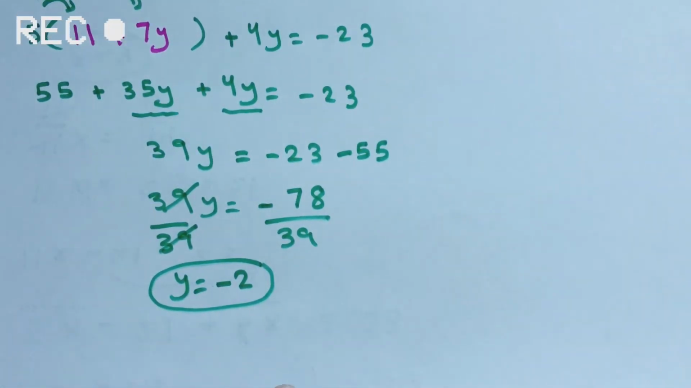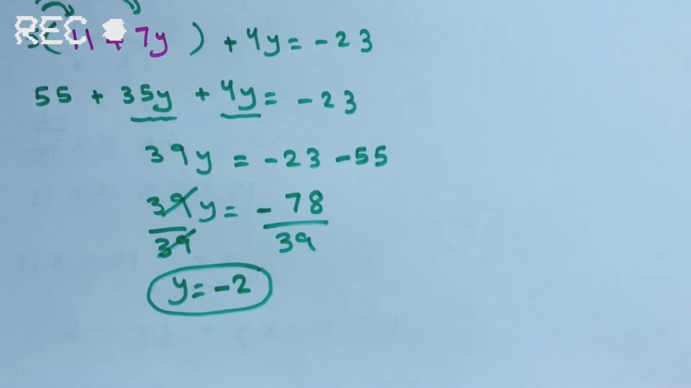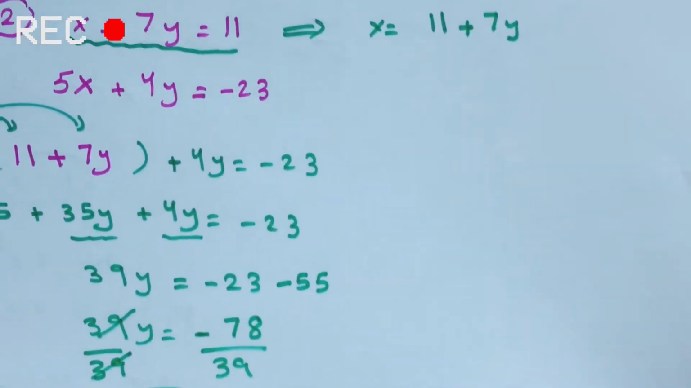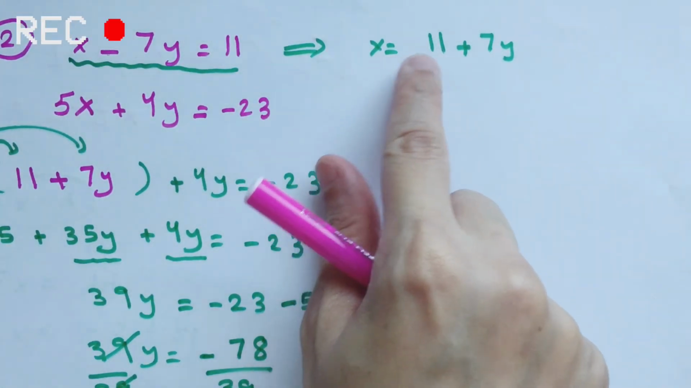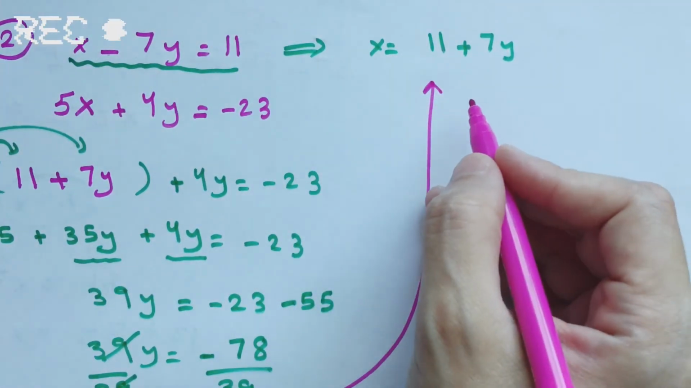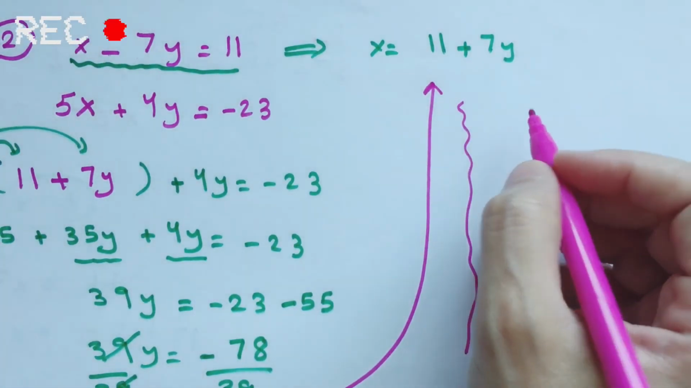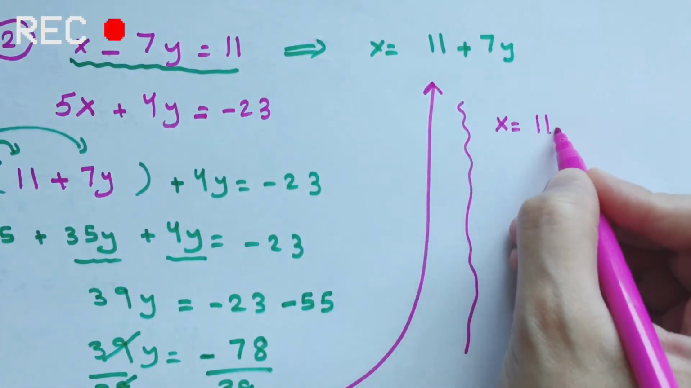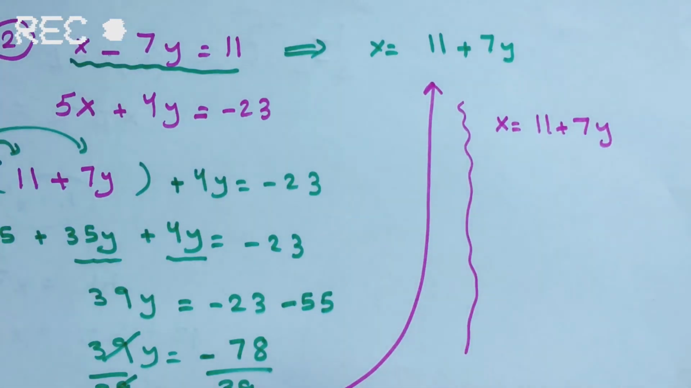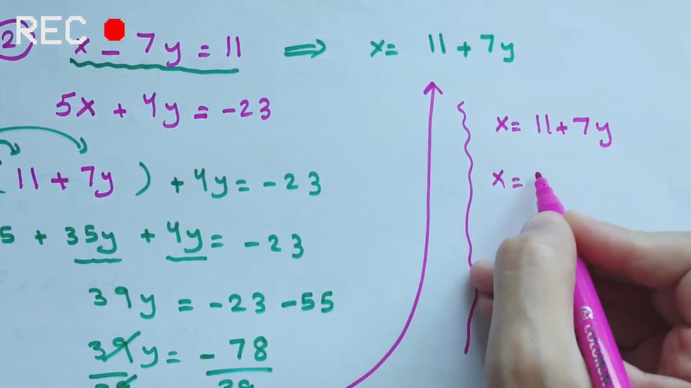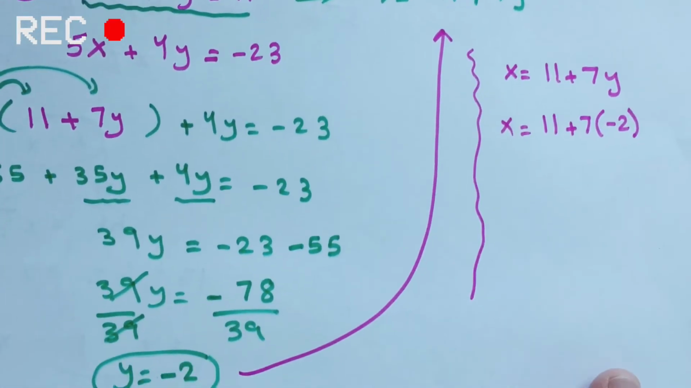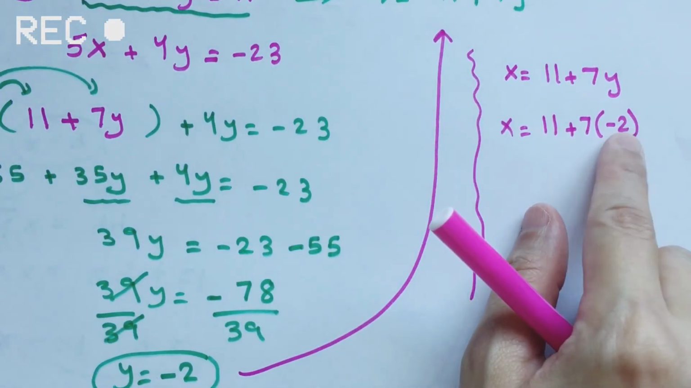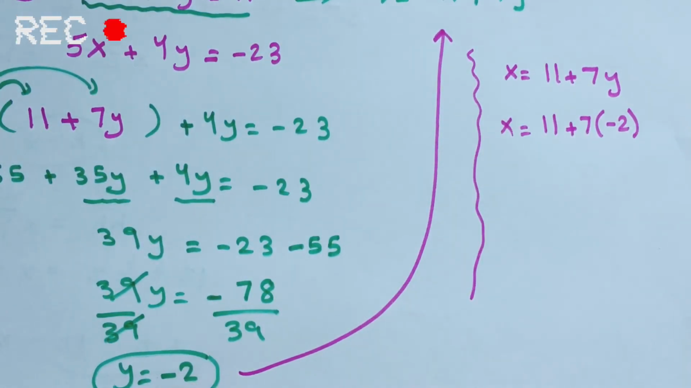Now we have to find the x, so I'm going to go back again. I will go back here and I will see that x equals 11 plus 7y. So let's do it on the side. So x equals 11 plus 7y, and we know that y is negative 2. So x equals 11 plus 7 times negative 2. Here I bring y equals negative 2, because we found it just now from the previous part.